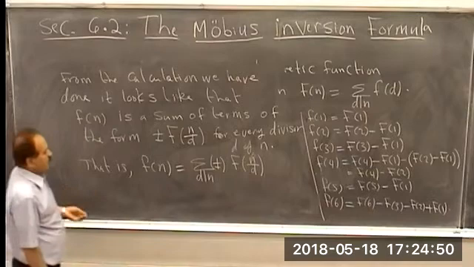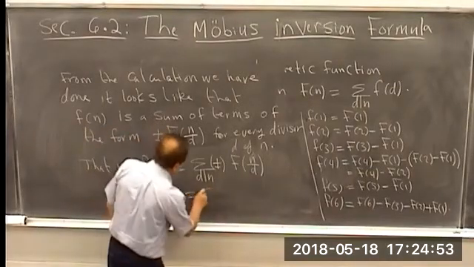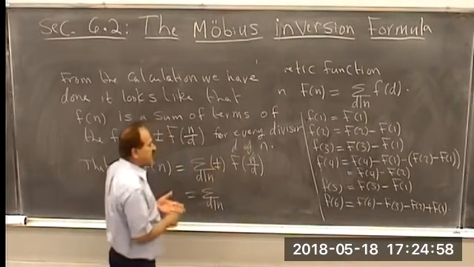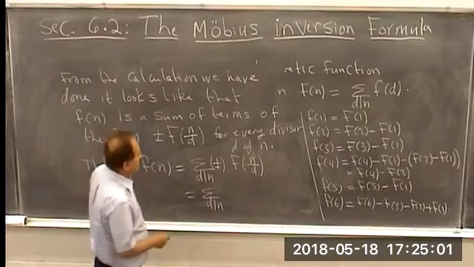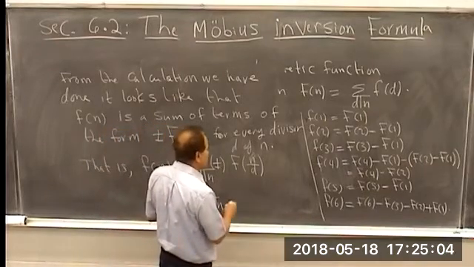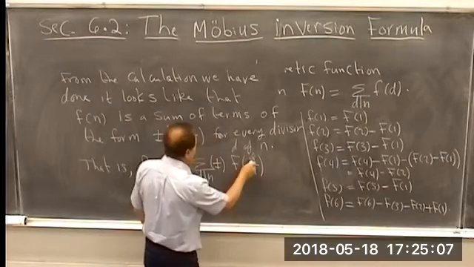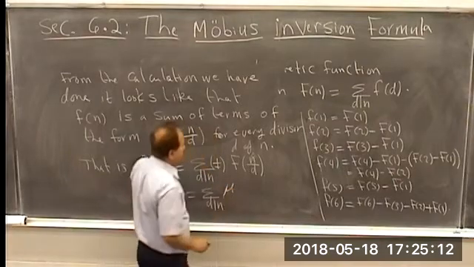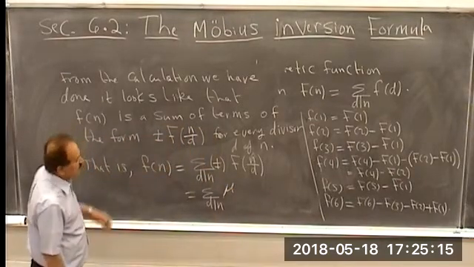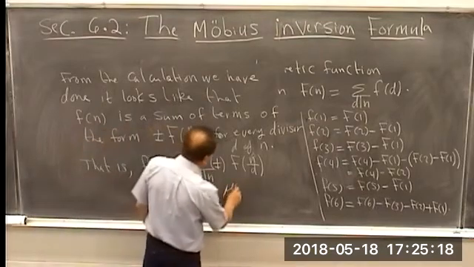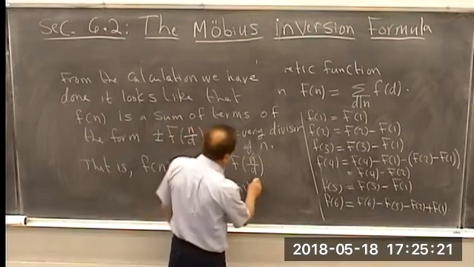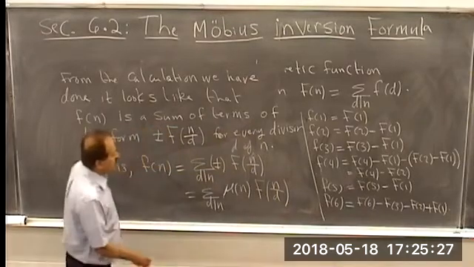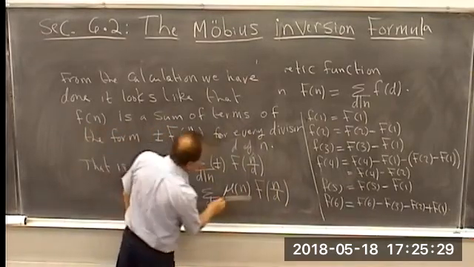Or we could say this is equal to the sum over d divides n. This plus or minus means it's going to depend on n and d, all right? Actually, we're going to see it depends more on n. We're going to see this as some sort of an expression, or a function, that we're going to call mu of n, times F of n over d. The question is, what is this mu of n?